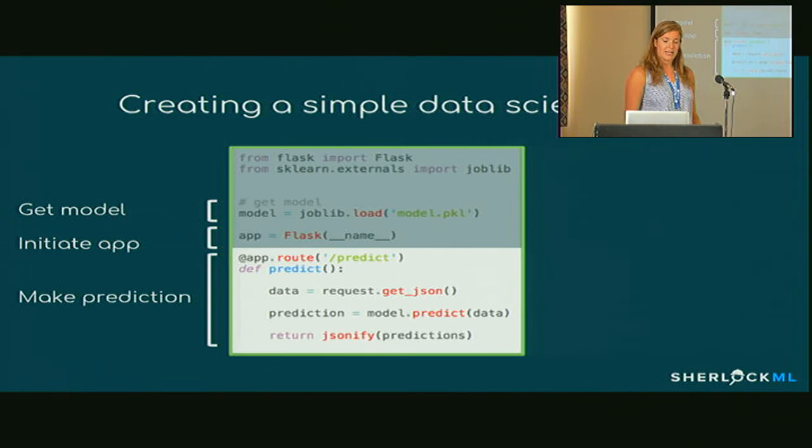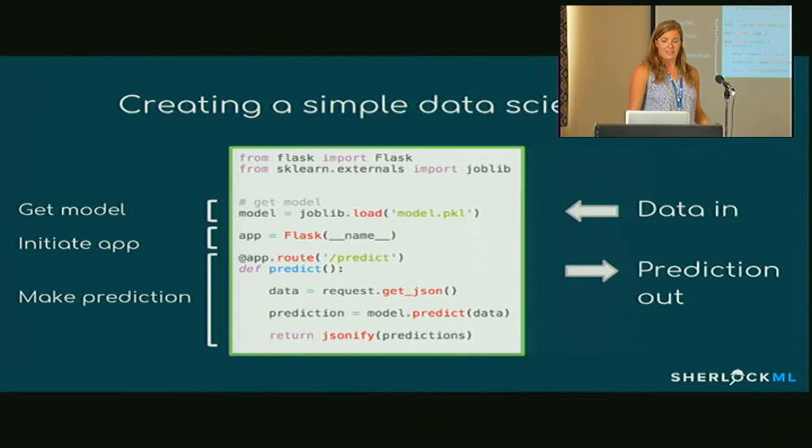The next thing you need to do is initiate a Flask app. And finally, this is the bit that actually does the work. You create a predict endpoint, and here you can see that the data is read in from the request. Then it's fed into the model. That makes the prediction, and the prediction is returned. So this is basically what I talked about before. You take the data in, the prediction comes back out. So that looks pretty easy.